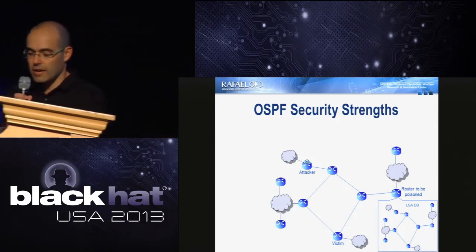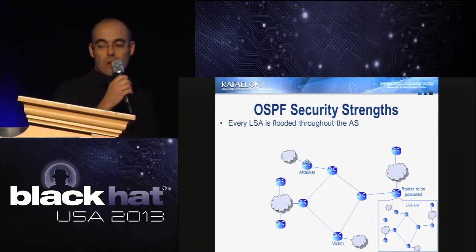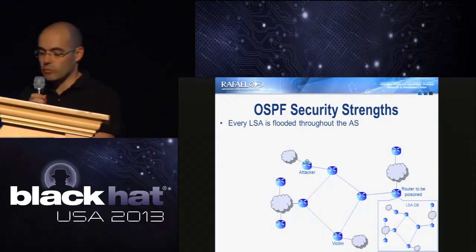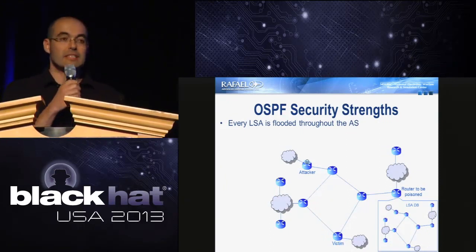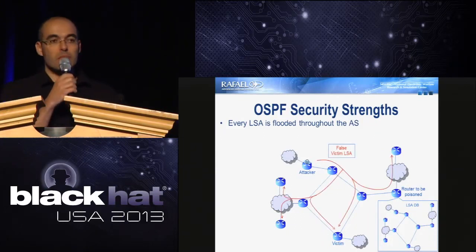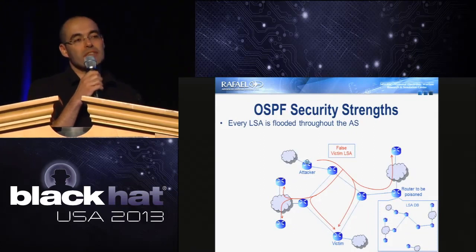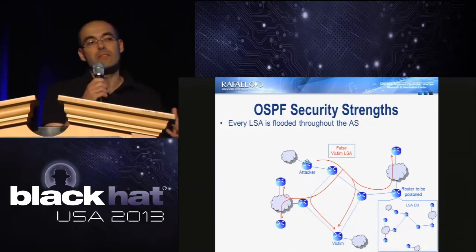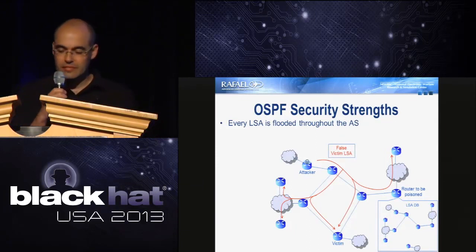Now, the first security strength is that every LSA is flooded throughout the autonomous system. This already you know. This means that once the attacker advertises the false LSA on behalf of the victim, it will simply be flooded throughout the autonomous system. As of itself, this is not a security strength, but it does mean that eventually the victim will receive the false LSA advertised on its behalf.